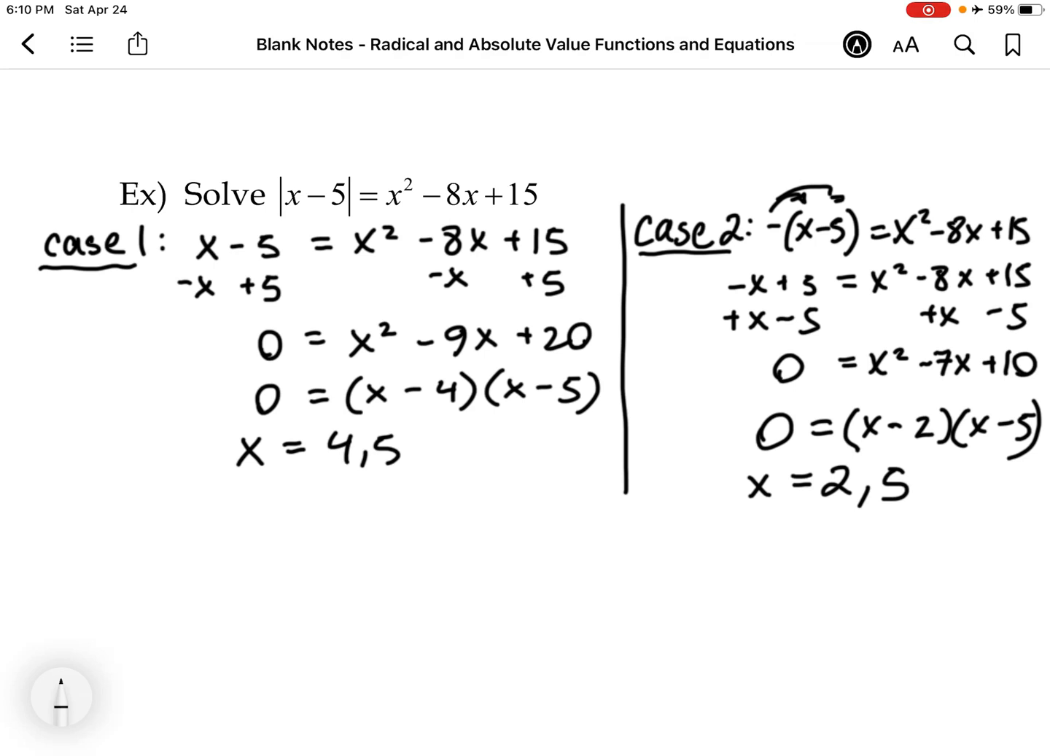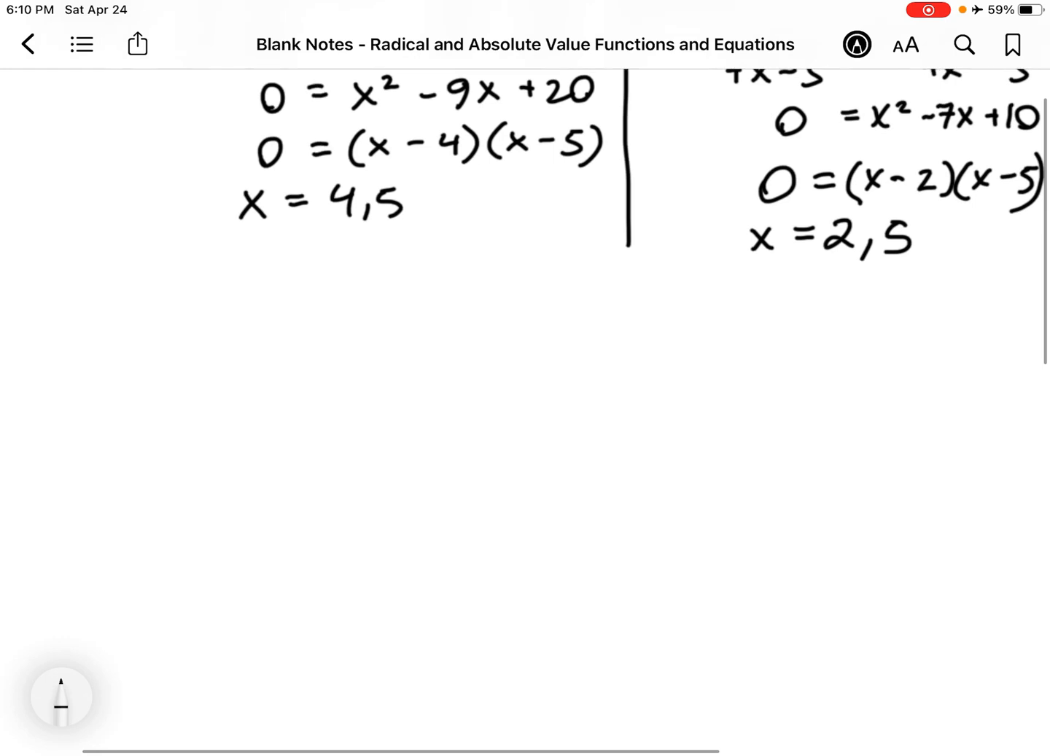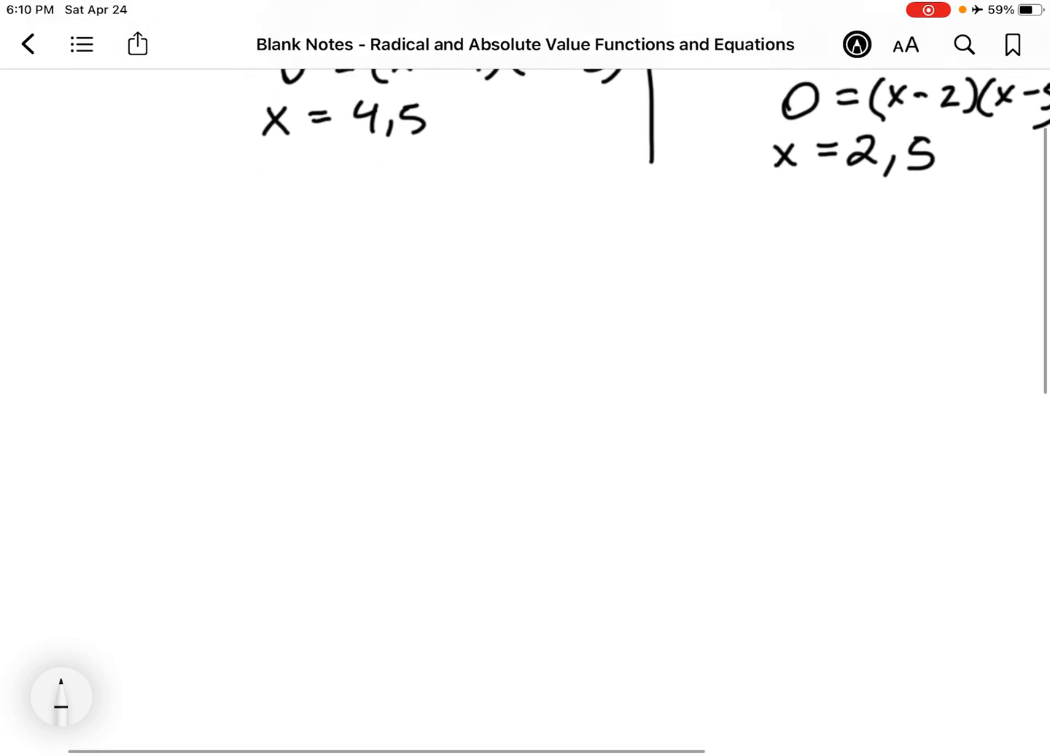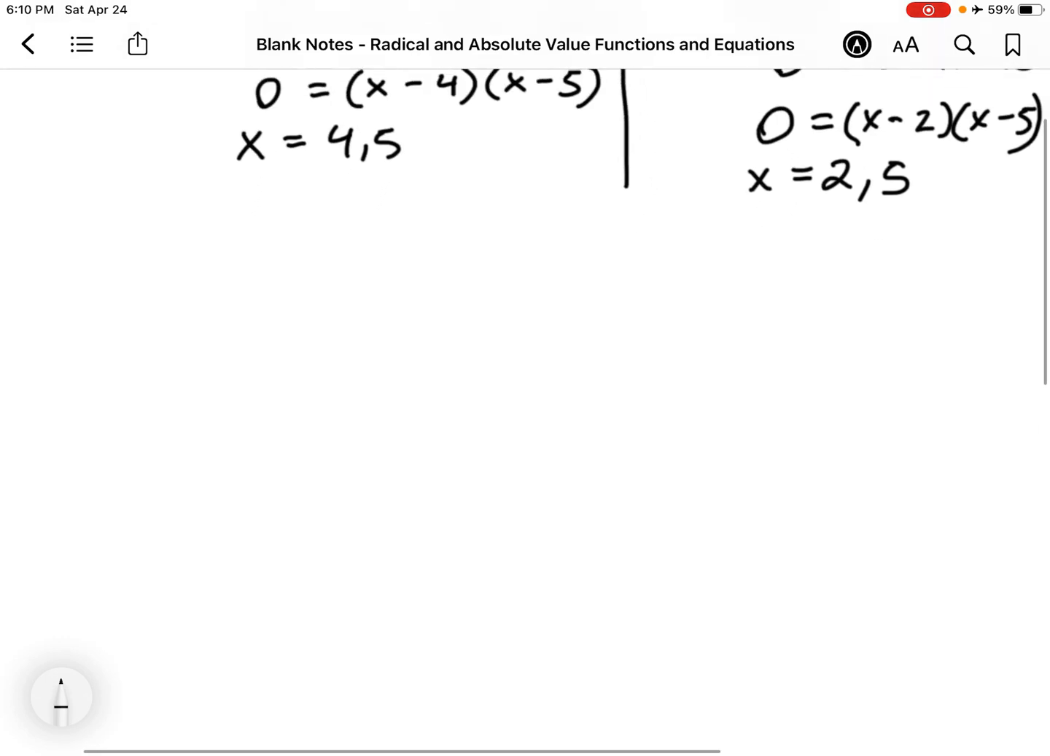Okay, now you can see that there's an overlapping solution from the two cases. And so we only have to verify three things. We have to verify x equals 4, x equals 5, and x equals 2. Okay, and that's what we're going to do.